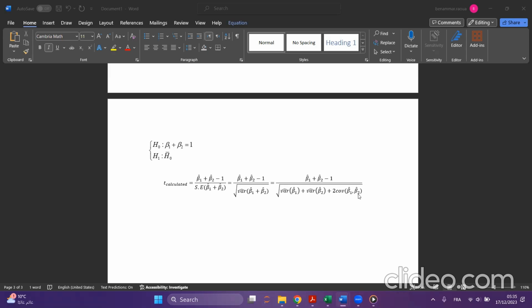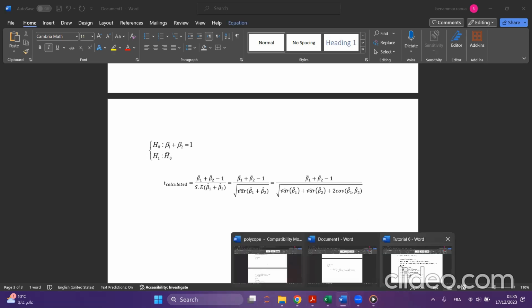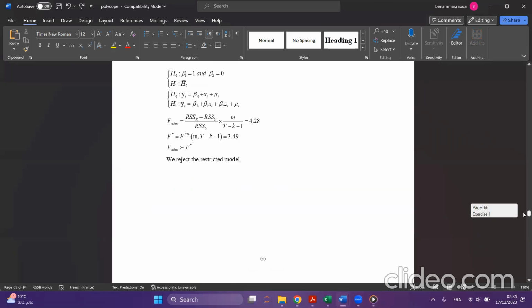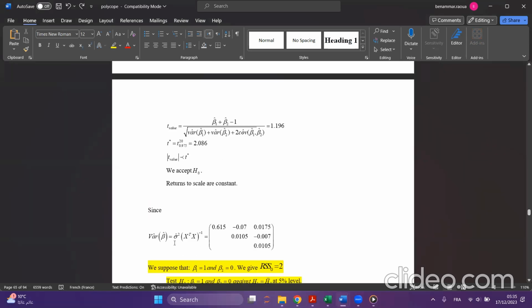We're going to have to calculate the variance-covariance matrix, which is calculated using this formula: sigma squared times (X transpose X) inverse. We'll go back to Excel so I can show you the calculations in detail.